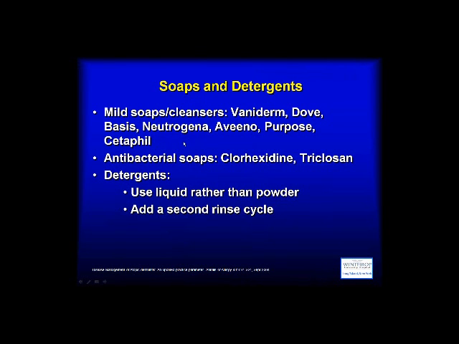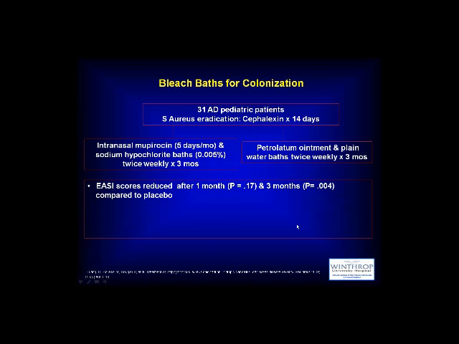So what soaps do you use? Mild soaps and cleansers. I give them either Dove White or Vanicream, but some of them can use Basis, Neutrogena, Vanicream, or Cetaphil. They're all good choices. Antibacterial soaps such as chlorhexidine and triclosan on a limited basis. And for detergents, I ask them to use liquid detergents for their wash and to add a second rinse cycle to remove all the powder or liquid detergent irritant materials in their clothing.